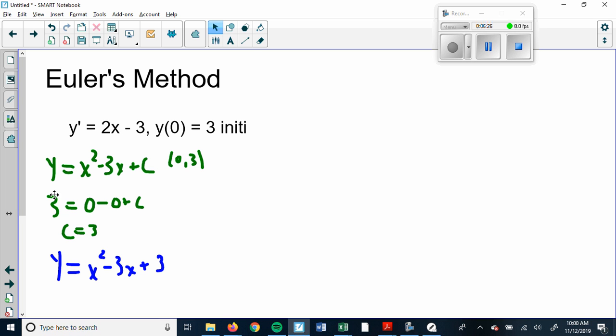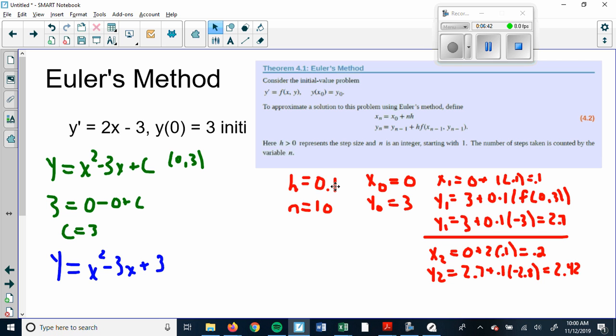So if I plug in 3 for y and 0 for x, I'm going to solve for c. We get c equals 3. So my particular solution in this case is y equals x squared minus 3x plus 3. Okay? So I've done a lot of work already. Let's talk about what Euler's method is, and then let's talk about what all of this right here means.